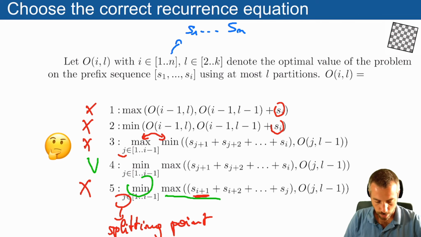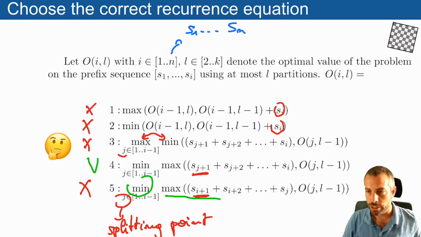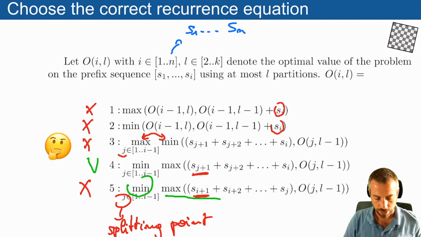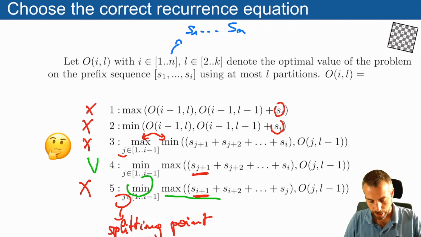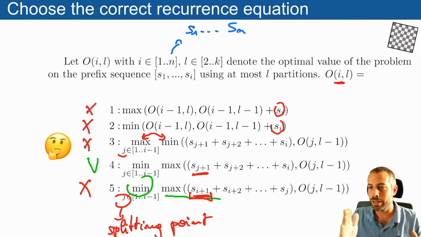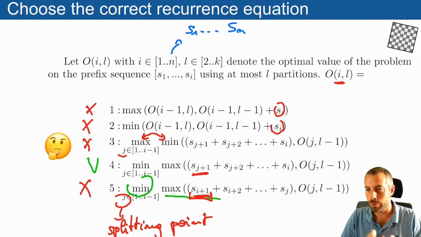Okay, and so you will start counting from J, okay? And you will start additioning from J and not from I. So this is proposition number 4 that is correct. Number 5 is not correct from that perspective because it's starting the summation from I plus 1. But I is precisely the limit here. You can only use the elements from 1 to I. So it doesn't make sense at all to start the summation from I plus 1.